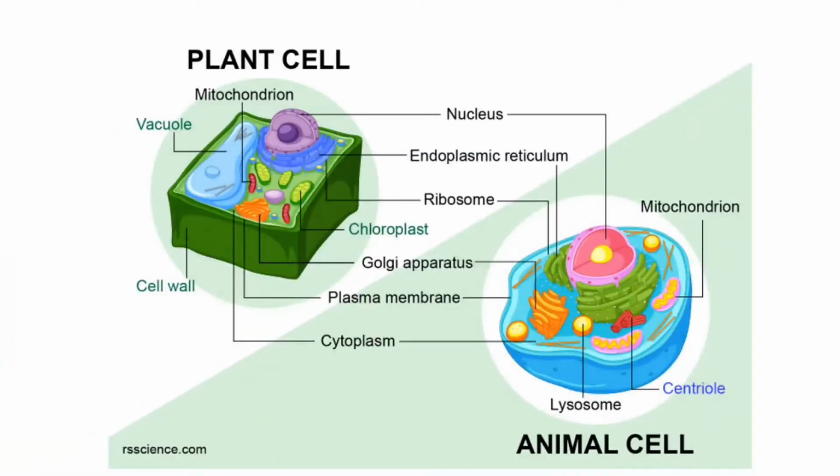So here we have both the plant and animal cells. We have the mitochondrion, the vacuole, the cell wall, the cytoplasm, the plasma membrane, the Golgi apparatus, the ribosome, the endoplasmic reticulum, the nucleus, the lysosome, and the centriole. So these are the various components of both plant and animal cells. We shall be looking at the function of each of these components, both in plant cells and animal cells.